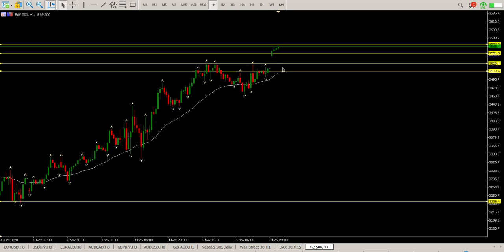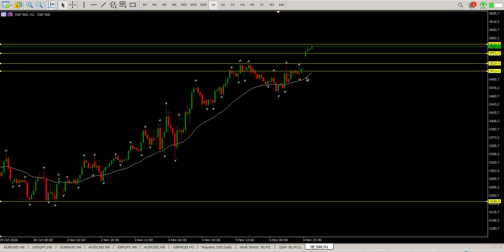Obviously what I want to see is inside bar, engulfing bar, pin bar in the structure, and that would give me my opportunity to buy into it. That's what I'm looking for at the moment. We are up. We do have a result in on the elections, but we also don't have Trump conceding just yet. So there could still be quite a few little tantrums thrown. So I reckon just be cautious.